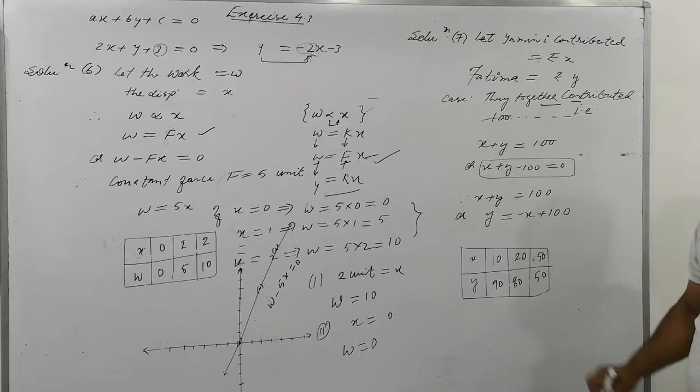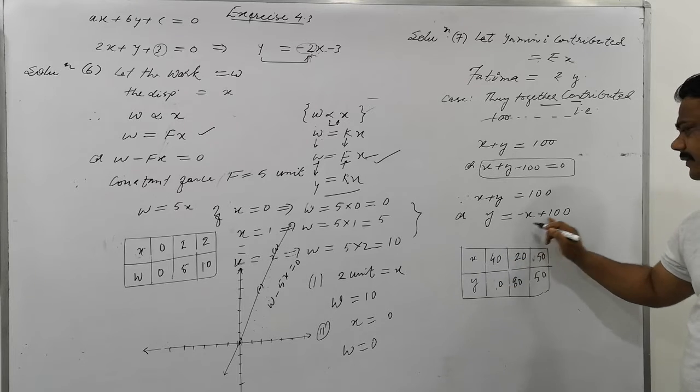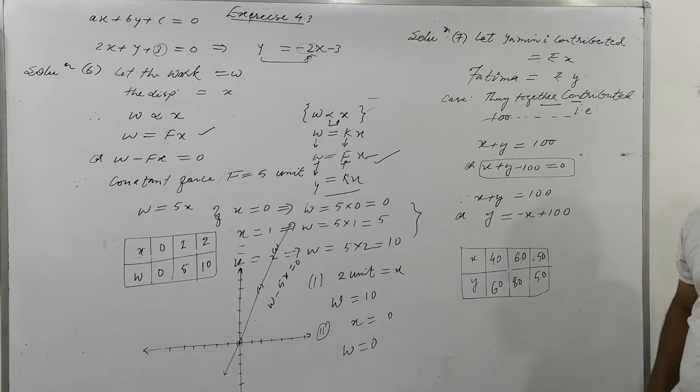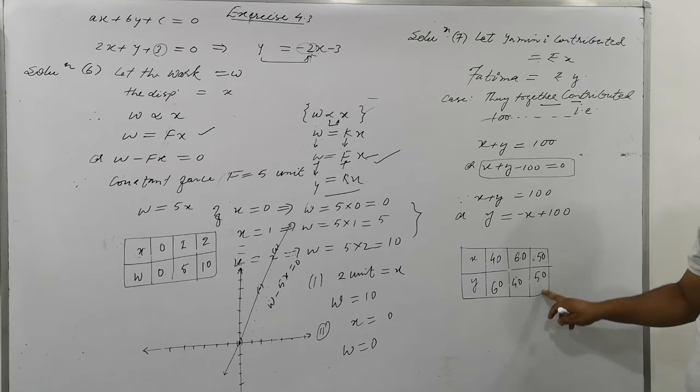You will put here 50, so what will come here? This 50 also. Now you are thinking, sir, 50, 20, 10, how can we represent them? We can also take here this 40. So what will come here please tell me? It will come 60. If we put here 60, then what will come here please tell me? 40. Is that clear? We'll put here 50, then 50 will come here.